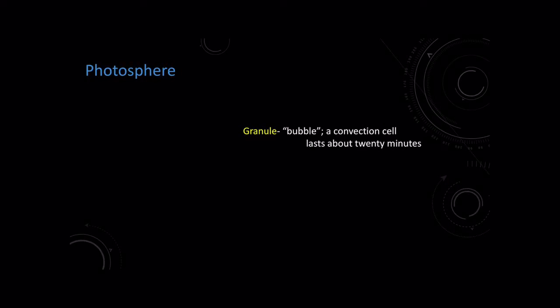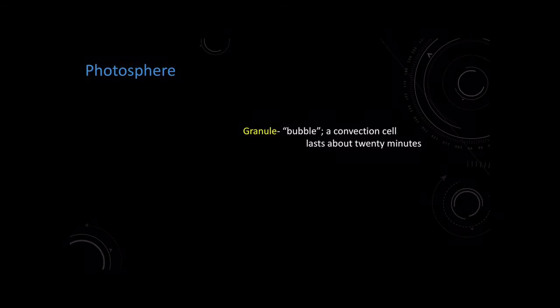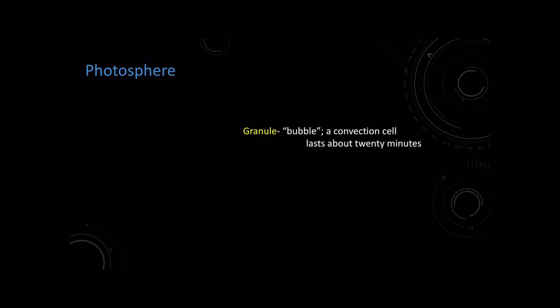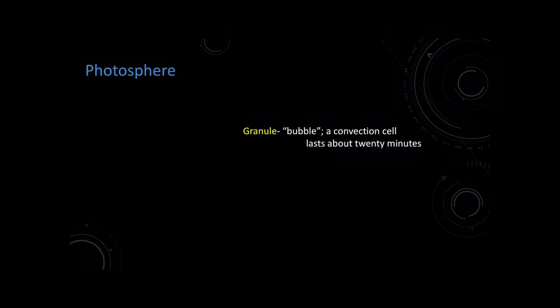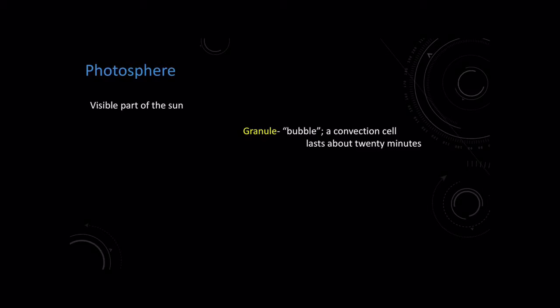It has another part called the photosphere. There you're going to find granules, which means bubble. It is a convection cell and it lasts about 20 minutes. This is the visible part of the sun. You can also have supergranules. This is a larger convection cell, so they actually last a lot longer. They last about 12 to 24 hours.